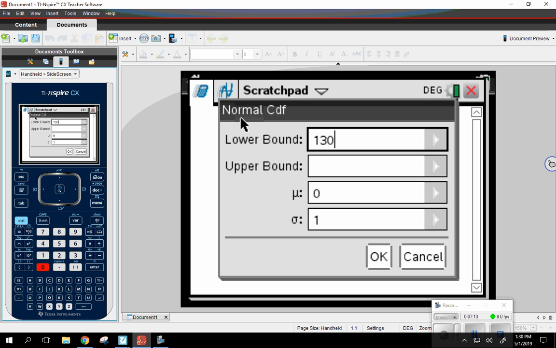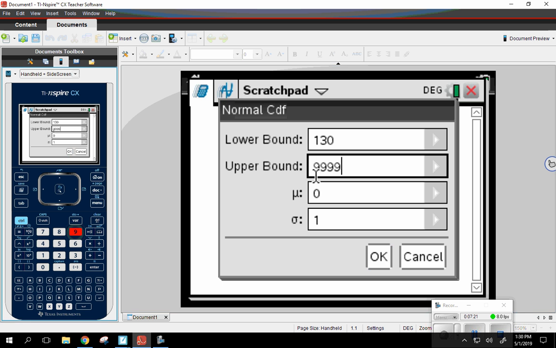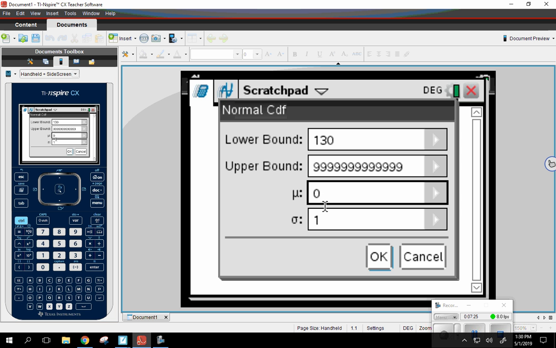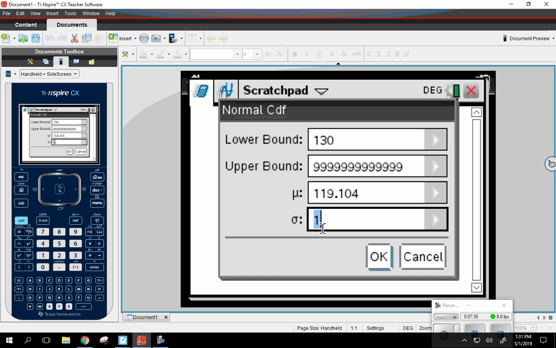Okay. But now I do need an upper bound. You guys remember what we did? Just fill it with 9s. That should be enough 9s. Okay. And then I'm going to put in the mean that I got. What was it? 119.104. And then the standard deviation, 10.7? Yes. Okay.